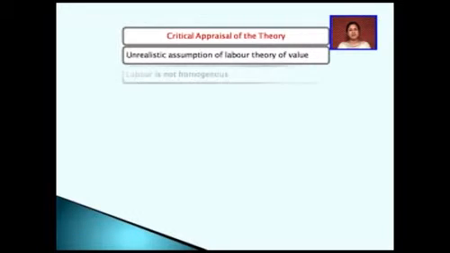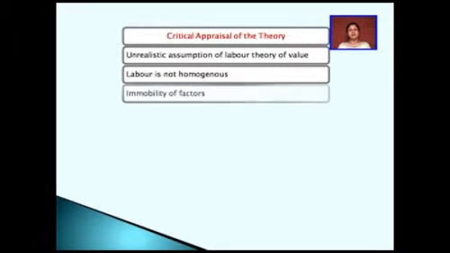Second thing, Ricardo said labor should be homogeneous. According to him, all the units of labor must be homogeneous or similar in nature, whereas in realistic or practical life, 2 units of labor cannot be similar or homogeneous. Third thing, he said that all the factors of production should be mobile within the country and immobile outside the country.